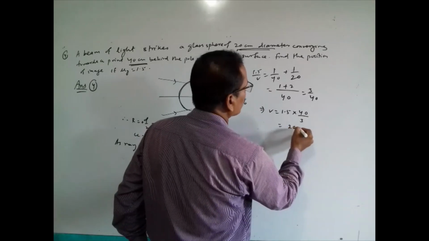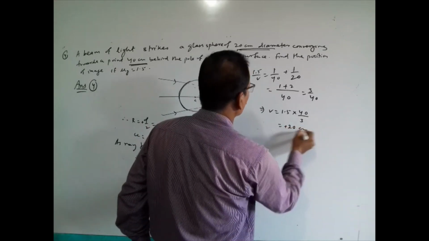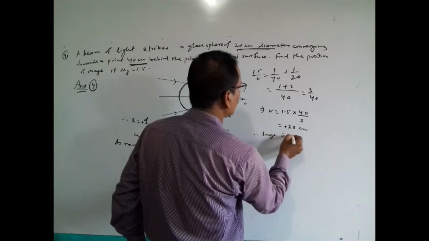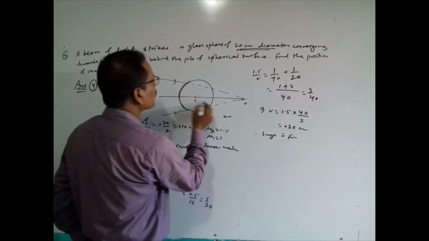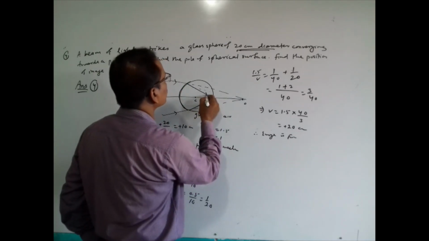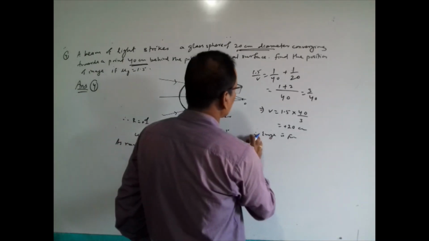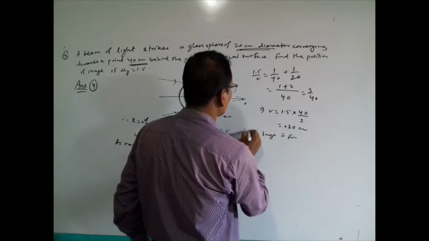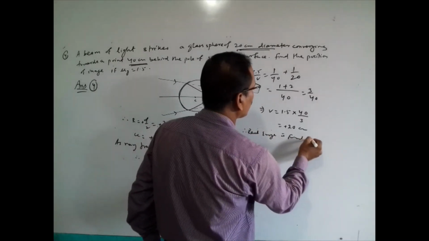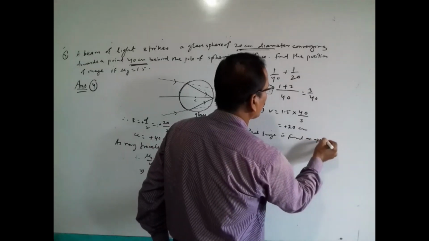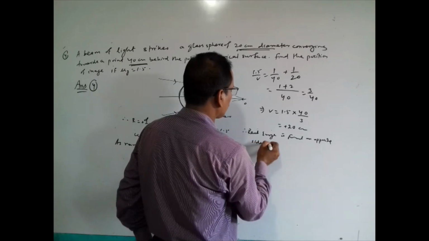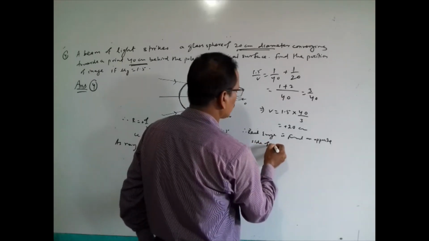So v is plus 20 centimeter. Therefore the image is formed at 20. This is the image point. So it is a real image. Therefore the real image is formed on the opposite side of the sphere.